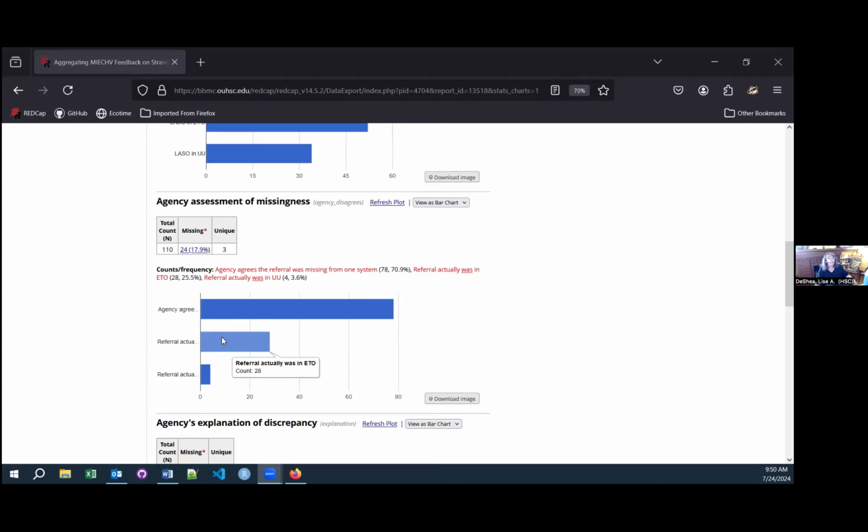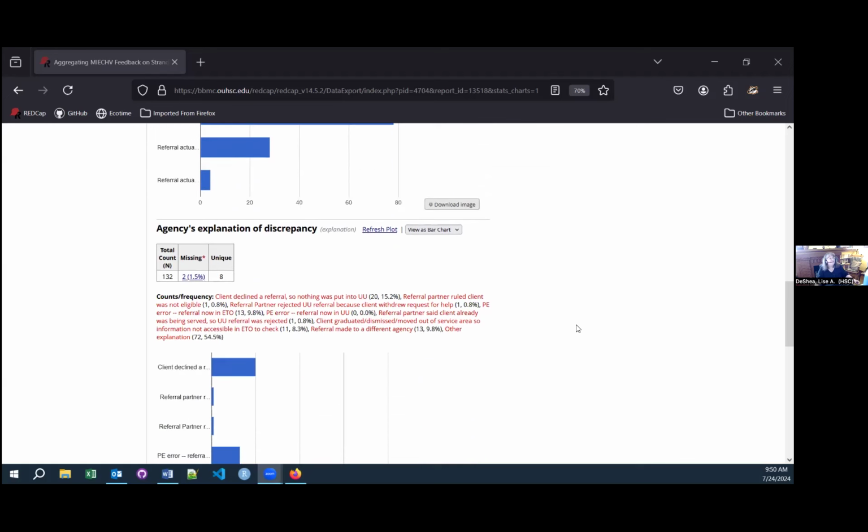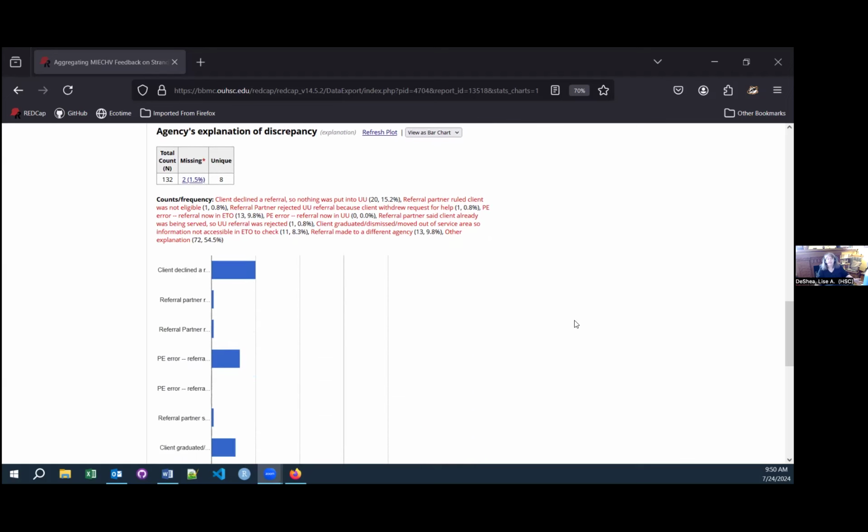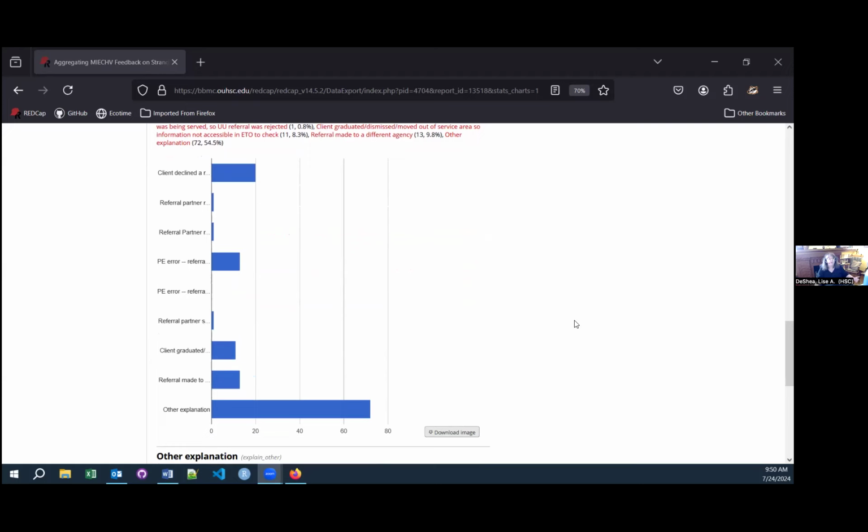There were 28 where you said it actually was an ETO and we had not been able to find it. And then there were a few that you said they actually were in Unitas, 4 of them that we hadn't been able to find. And then the reasons for these gaps or this discrepancy, they were all over the place.